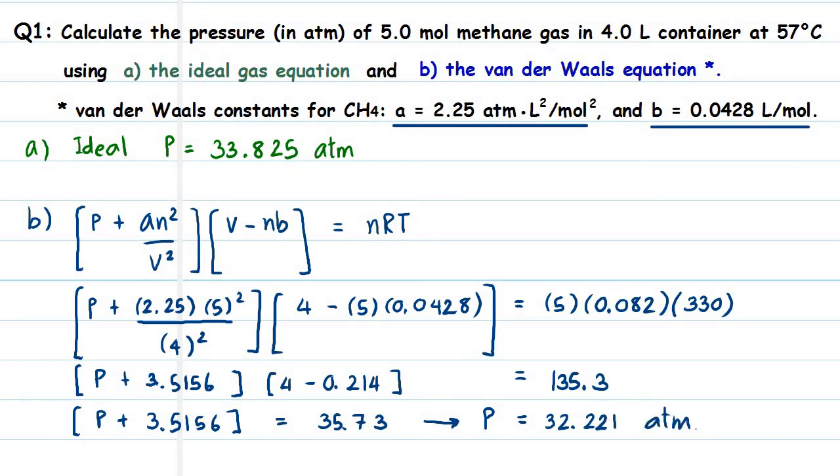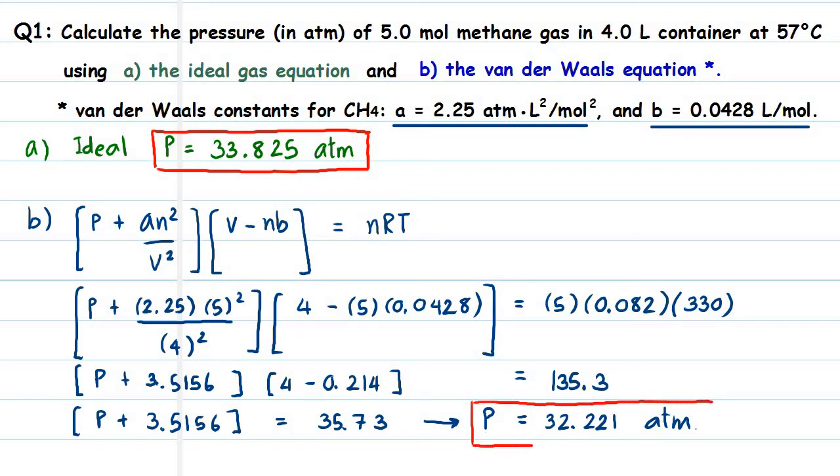So we can see that if we use the ideal gas equation, we will get the pressure to be 33.825 atm. And when we use the Van der Waals equation for real gas, we're going to get a slightly lower value, which is 32.221 atm for this case. Alright, let's try another question then.